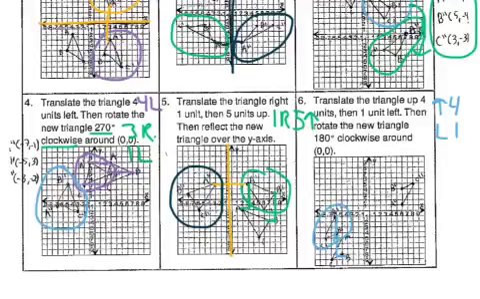After that, you are doing 180 degrees clockwise, which would mean 2 turns. It does not matter if you go right or left. Once you do that, you will plot your points, and you would get a final answer, something like this.